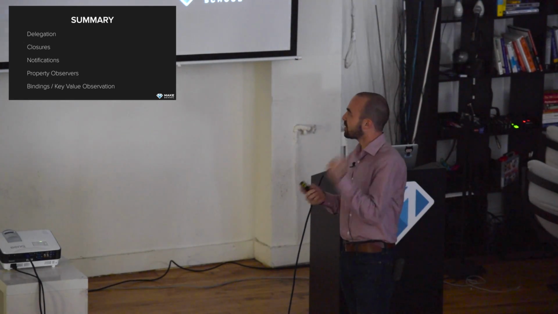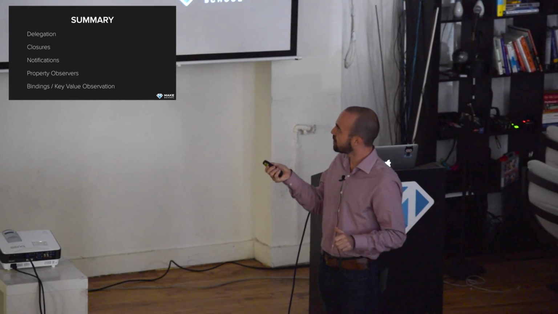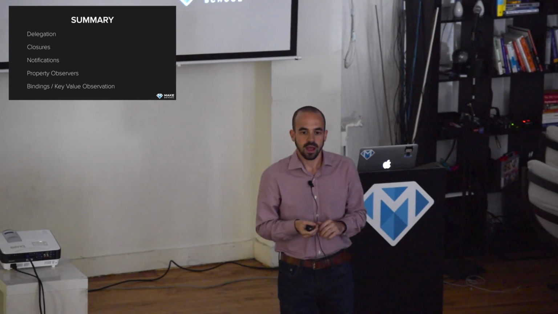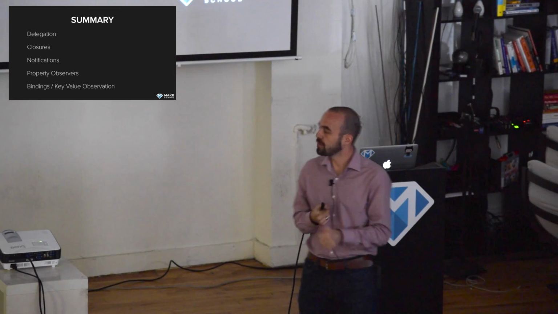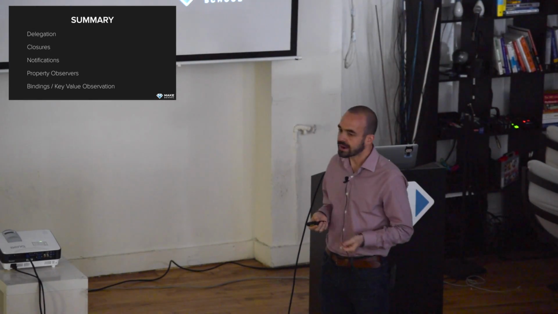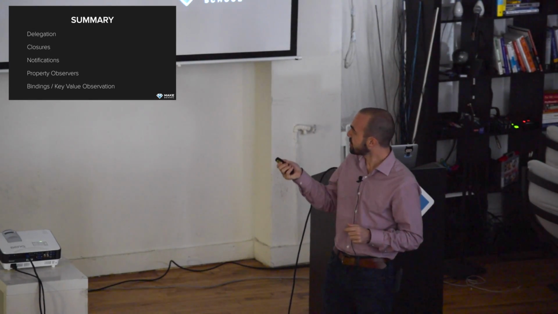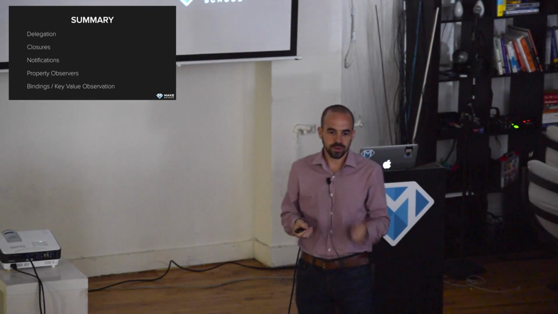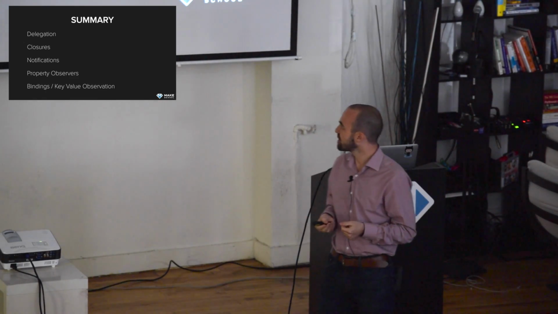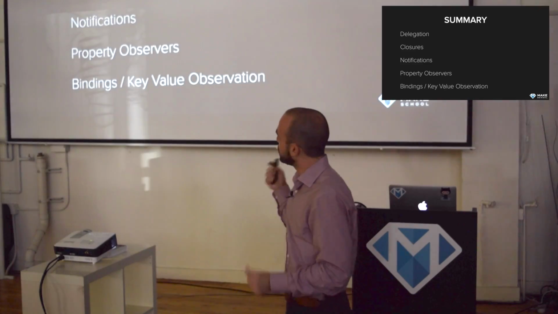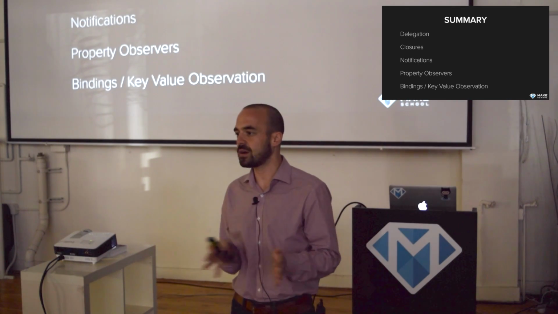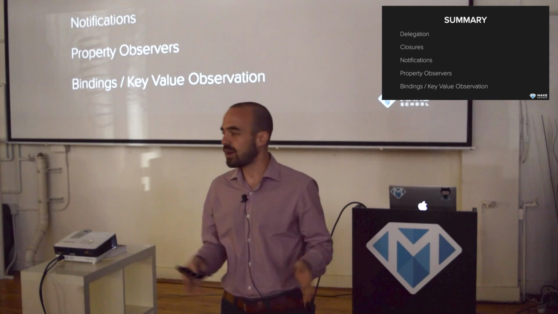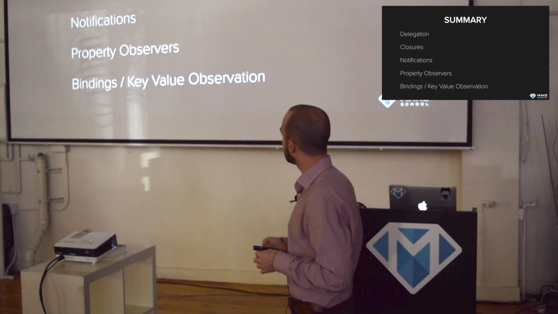So to summarize, I talked about delegation, which is the old school Objective-C standard way of communicating between UI classes. This is used as part of table views, collection views, everywhere over UIKit. We talked about closures, which are mostly used for networking, callbacks, and other short-lived communication. Notifications are one-to-many. So if you want to broadcast information and you don't care which clients are actually listening for it, then you can use these.